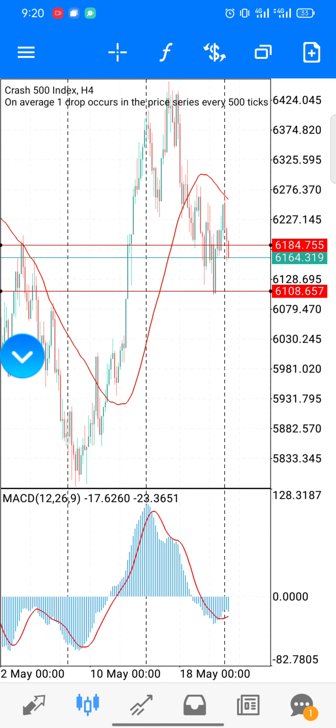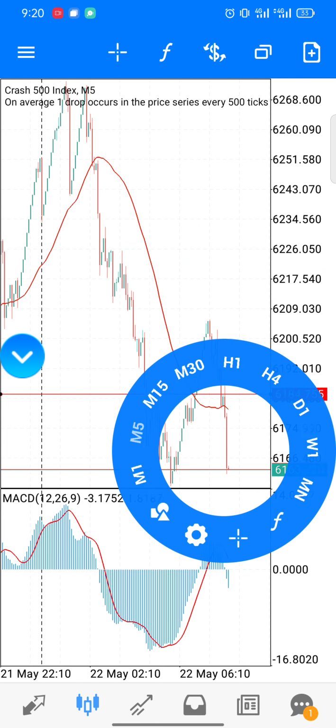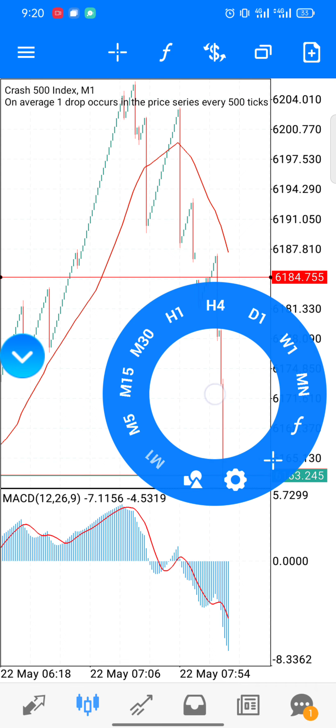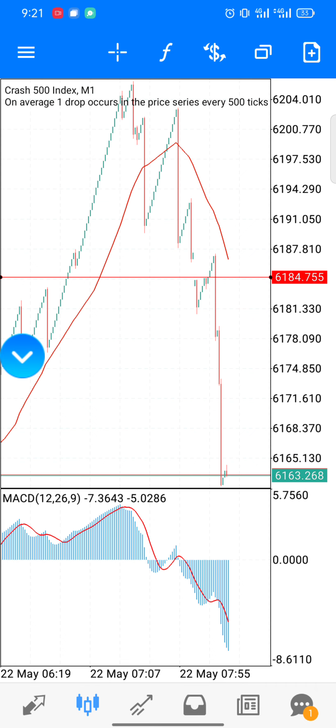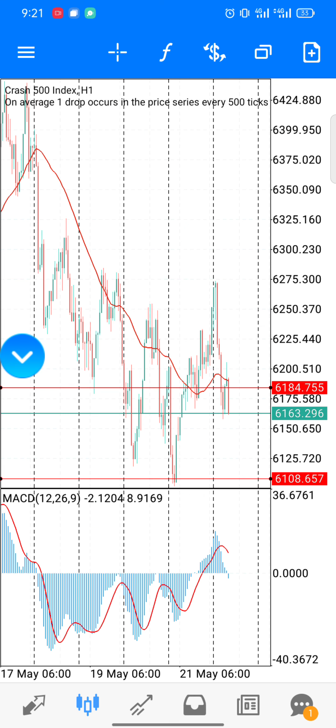So now that the MACD is below the 0 level and the moving average is above the chart, you go for a sell according to our price action analysis, which indicated that the market is going to go short. So now the 4-hour time frame is giving us a reason for the sell. See, we're still getting spikes going. The 4-hour time frame is giving us a reason for a sell. 1-hour time frame also giving us reason for a sell.